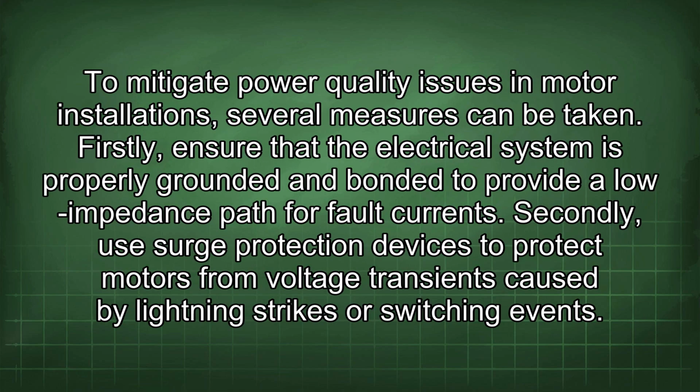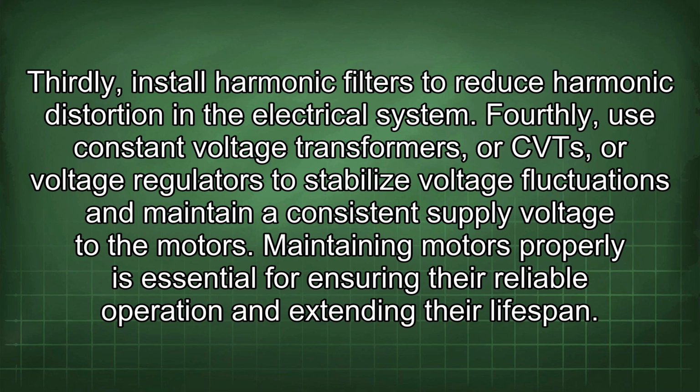To mitigate power quality issues in motor installations, several measures can be taken. Firstly, ensure that the electrical system is properly grounded and bonded to provide a low impedance path for fault currents. Secondly, use surge protection devices to protect motors from voltage transients caused by lightning strikes or switching events. Thirdly, install harmonic filters to reduce harmonic distortion in the electrical system. Fourthly, use constant voltage transformers, or CVTs, or voltage regulators to stabilize voltage fluctuations and maintain a consistent supply voltage to the motors.